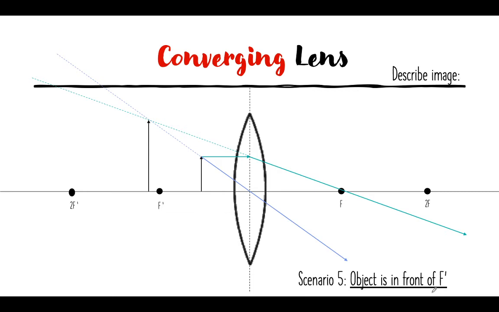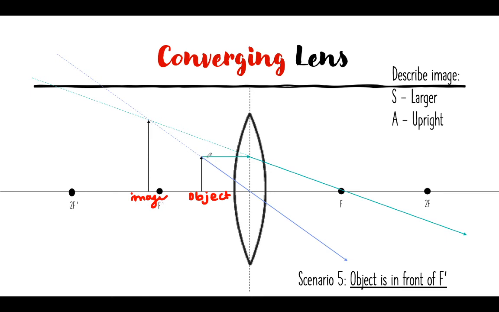So let's describe the image in comparison to the object. Now, this might be a little bit confusing, so I'm just going to clarify. So this is my object, and this is my image. So if I'm comparing the two, the size, the image is clearly larger. The attitude, it's not upside down, right? So it is upright.